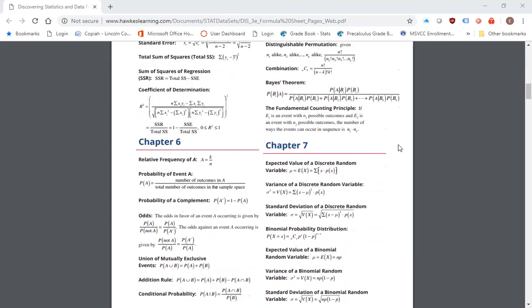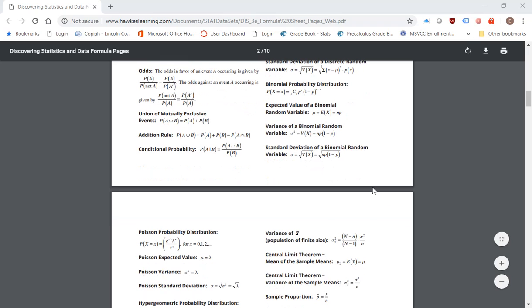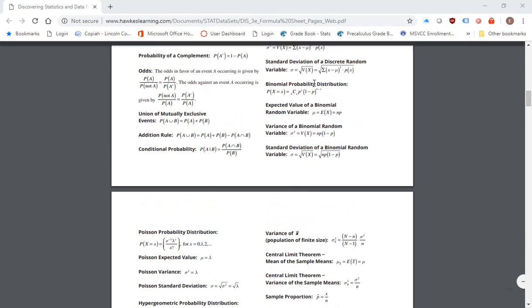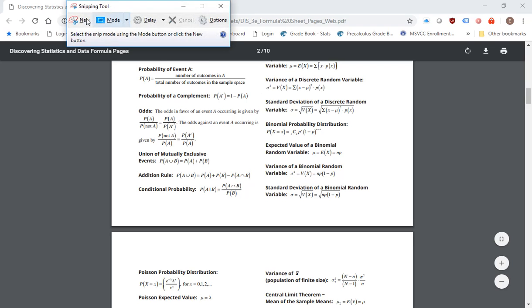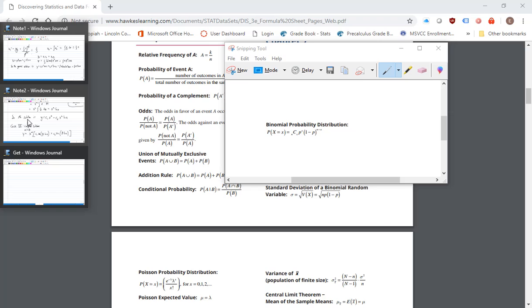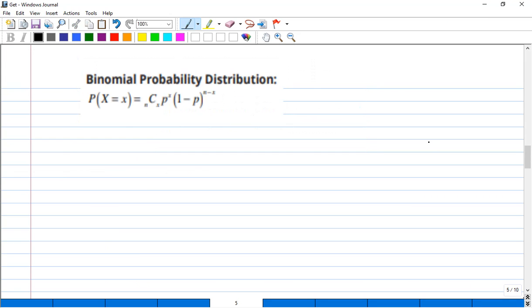Alright, so if we go down to chapter 7 on our formula sheet, we're looking for the binomial probability distribution formula. So, looking at this one right here. Remember, this is a combination here.